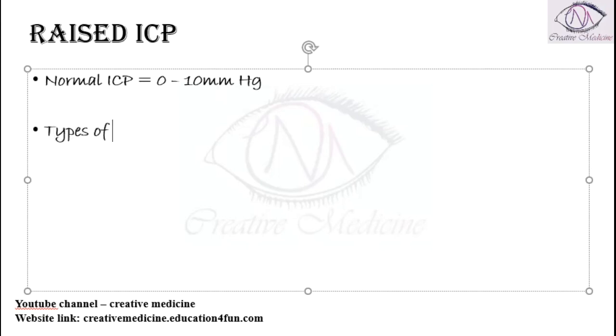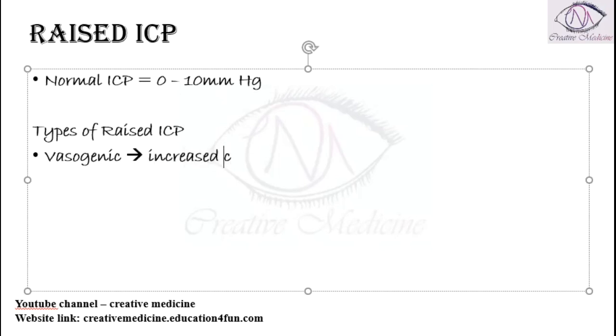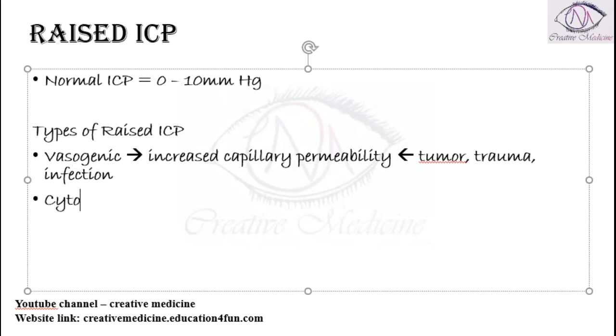And what are the types of raised intracranial pressure? There can be vasogenic causes, where increased capillary permeability is seen. This increased capillary permeability can be due to tumor or trauma, or due to infection, or it can be due to cytotoxic cell death. Cytotoxic cell death mainly occurs due to hypoxia.